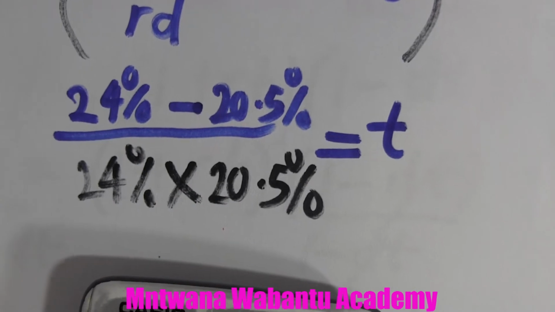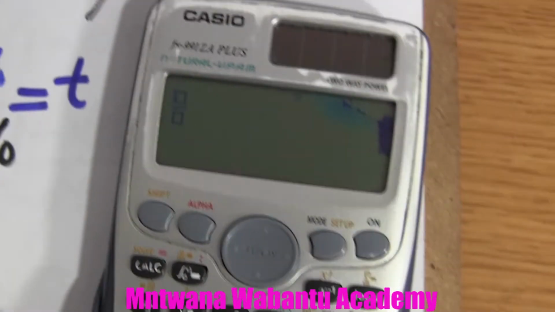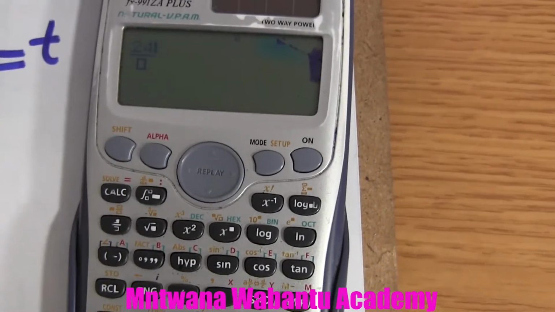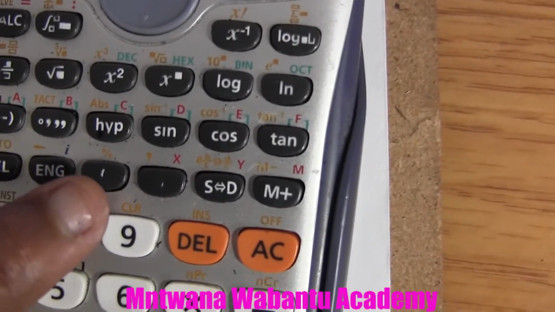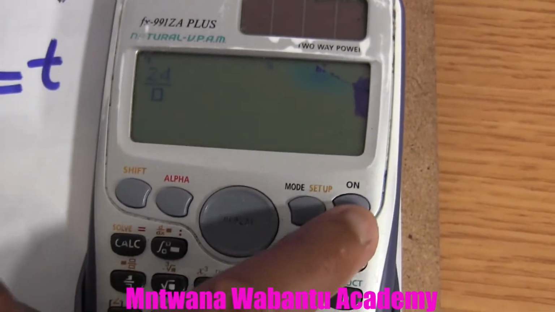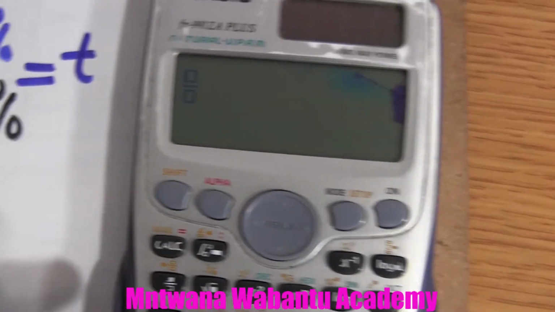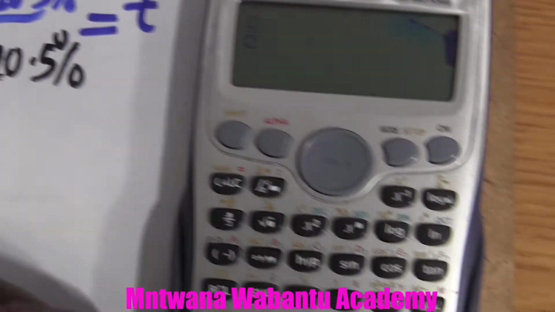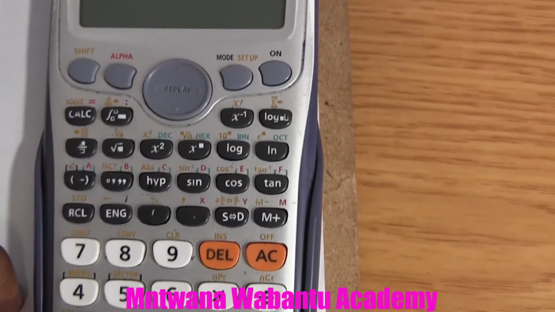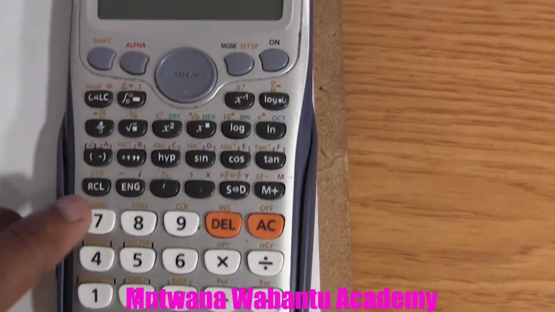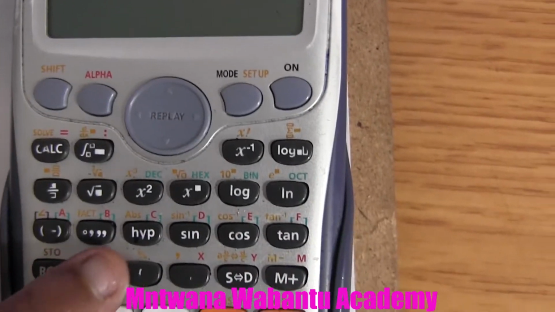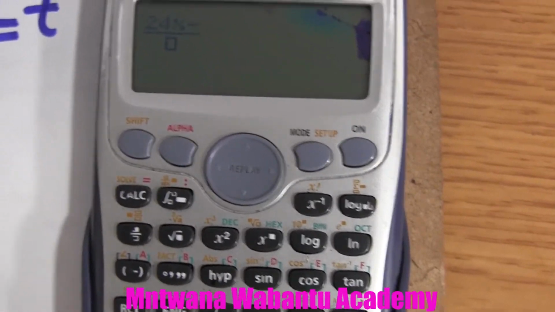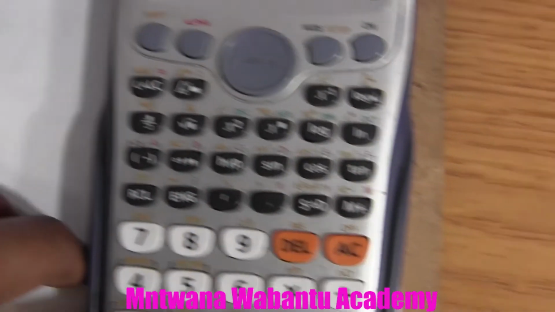On top is 24. Okay, let me put the calculator here. On top is what? 24%. So say 24, then what? Shift, and then you come to percent. See there? 24. Okay, let me say it again. You come to the fraction, and then on top is 24%. So I'll say here 24, but the percent is here, the yellow. So I'm going to say shift percent, and then minus what? 20.5. So I'll come here minus 20.5.